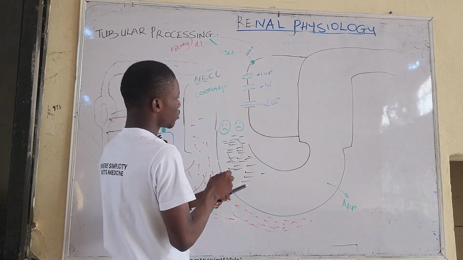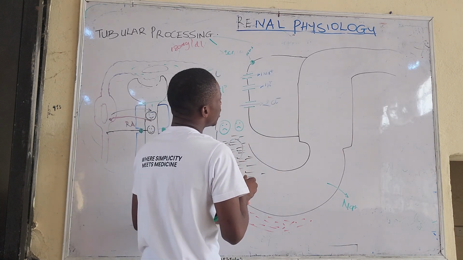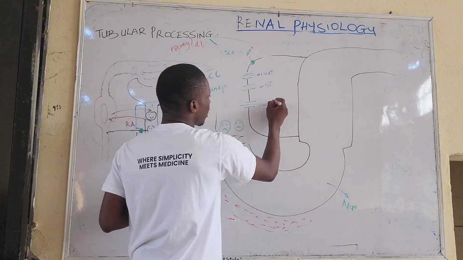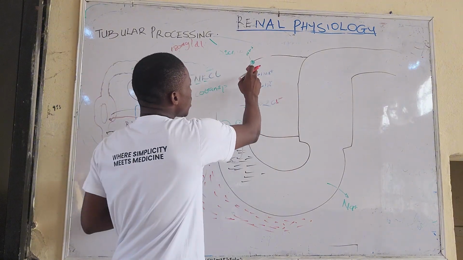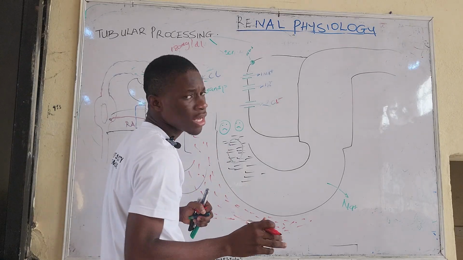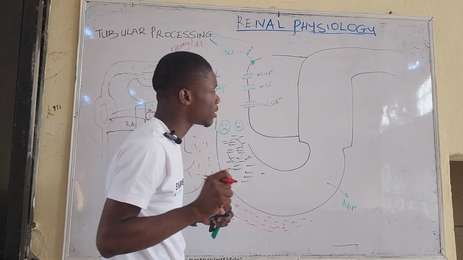Let me use something more legible. It brings in 2 what? 2 chloride ions. 2 chloride ions, right? So that means 1 sodium, 1 potassium, but 2 chloride ions. That's what it's bringing inside. Just follow me, please. I want you to understand this thing.